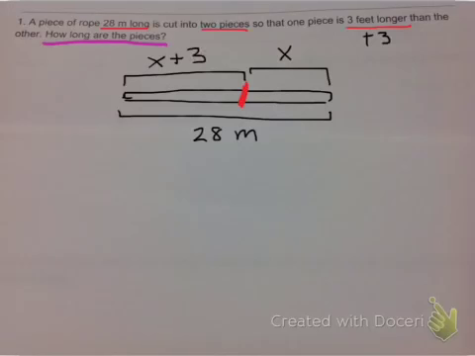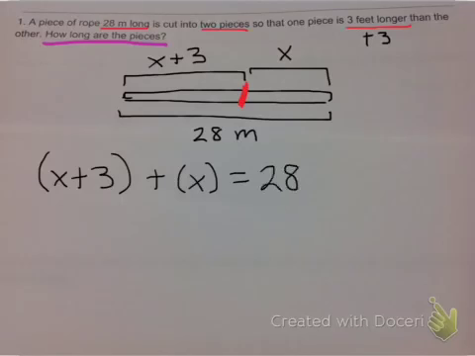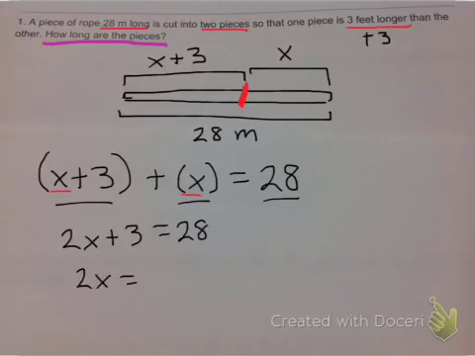Now I need to take the pieces of information I know and set up an equation. So since I know that my total length is 28 meters, I know that if I add up my two parts, x plus 3 and x, it should equal the total length. Part 1 plus part 2 equals the total length. Now, all I need to do is combine like terms. So I get 2x plus 3 equals 28, and finish solving. So I subtracted 3 from both sides, and then I'm going to divide by 2.